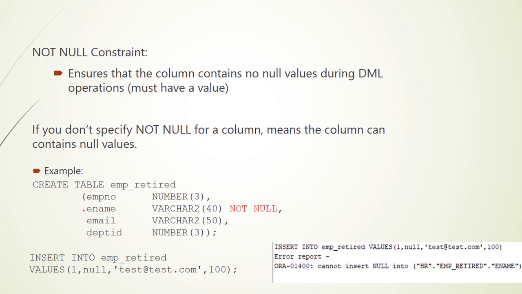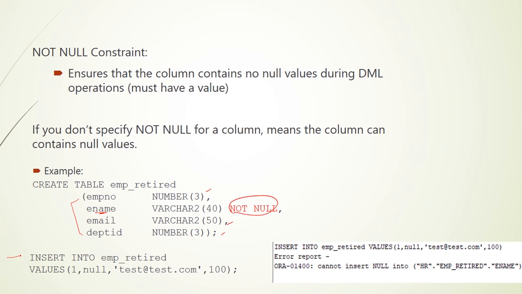emp_retired. It contains here 4 columns: emp_num number 3, ename varchar2 40, email varchar2 50, dept_id number 3. Here we specify that the column ename is not null. Other columns can accept null values during DML operation.